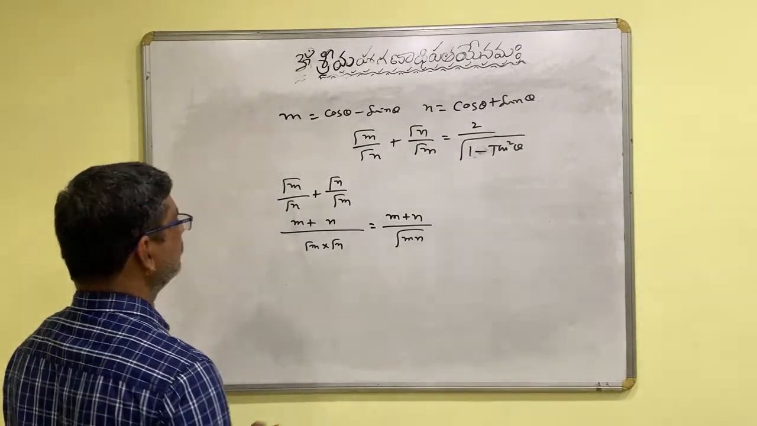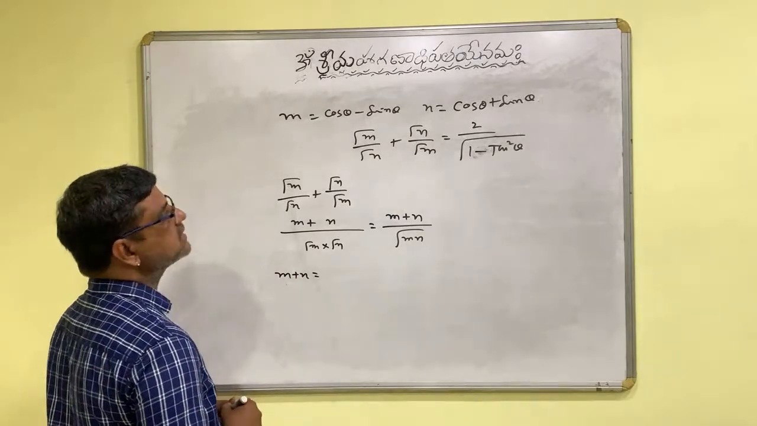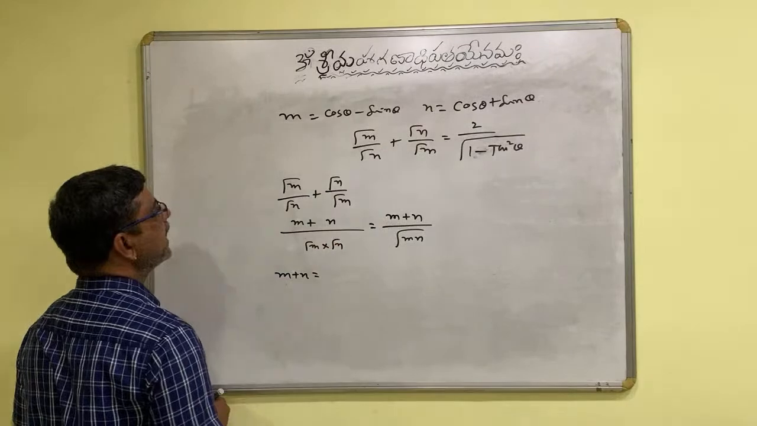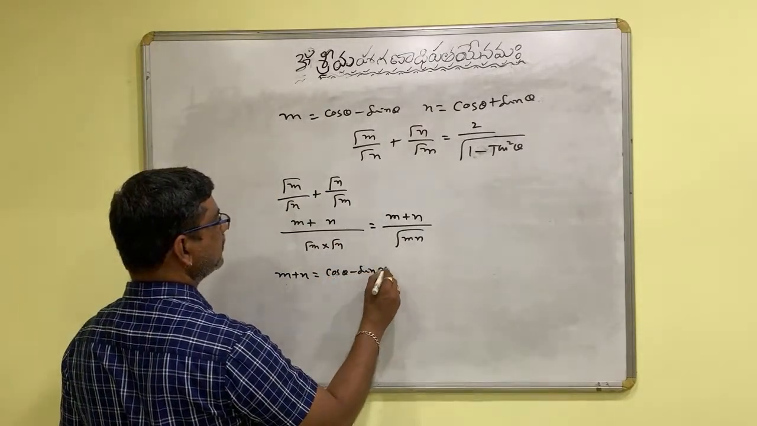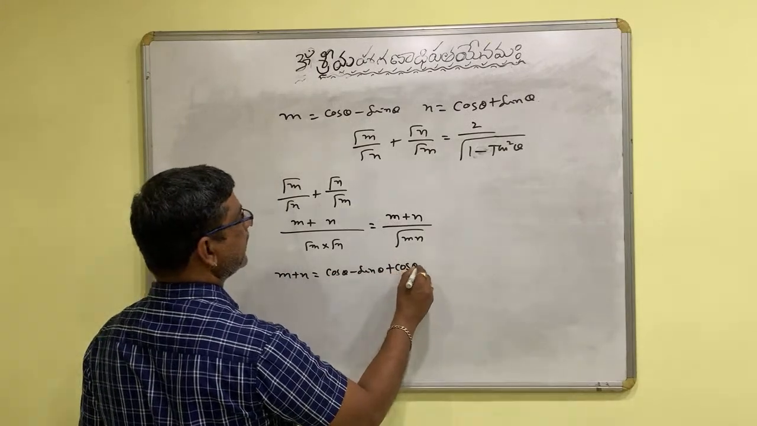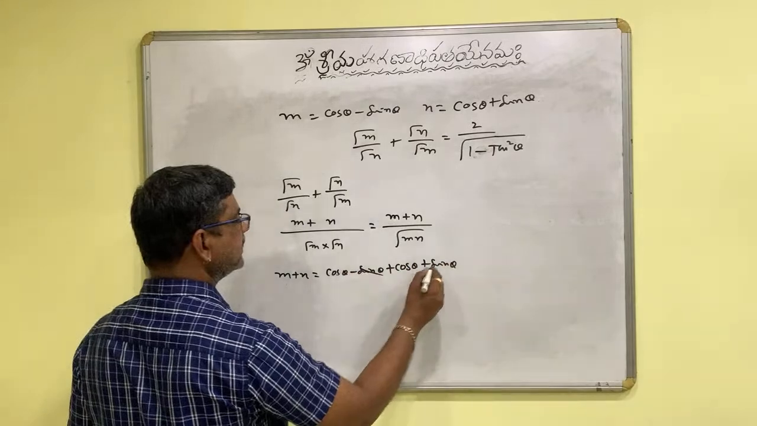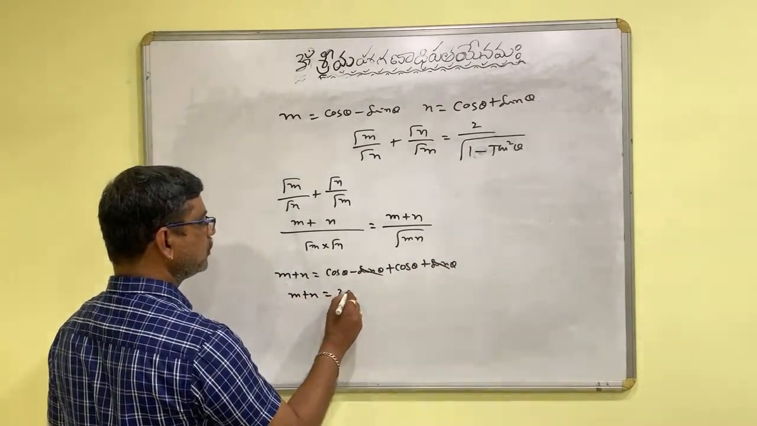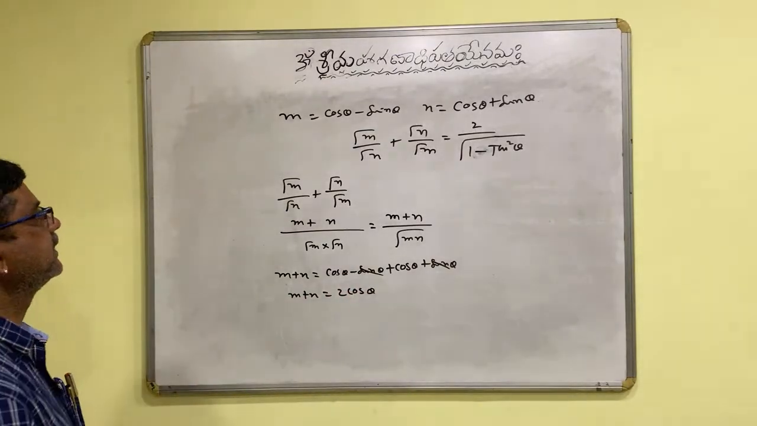Now, what is m plus n? This one plus this one. If we add them, cos theta minus sin theta plus cos theta plus sin theta. So minus sin theta gets cancelled with plus sin theta. M plus n is 2 cos theta.